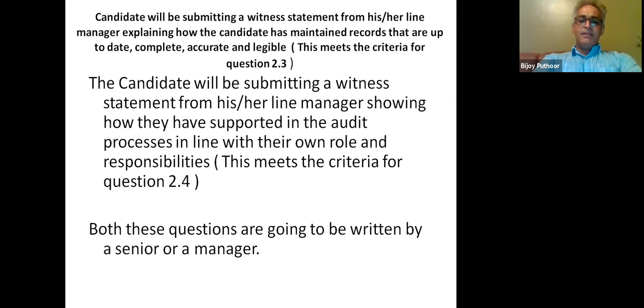The candidate will be submitting a witness statement from his line manager showing how they have supported in the audit process. Again, the manager could say that I've been managing Bijoy for so many years or so many months or so many weeks, whatever that is.